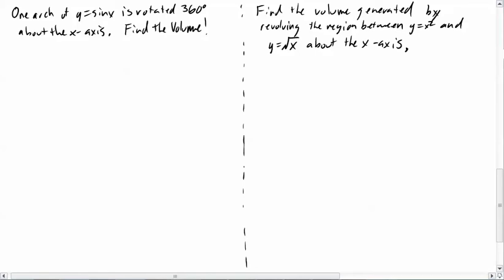Okay, now we're just looking at one arch. So we know that looks something like this. And it goes up to 1. It goes from 0 to pi. And so that's our one arch that we're then going to be rotating around, which is going to give us this kind of cool shape here. It'll have some type of flattened ball or something there. But anyway, we're going to be finding the volume of that.